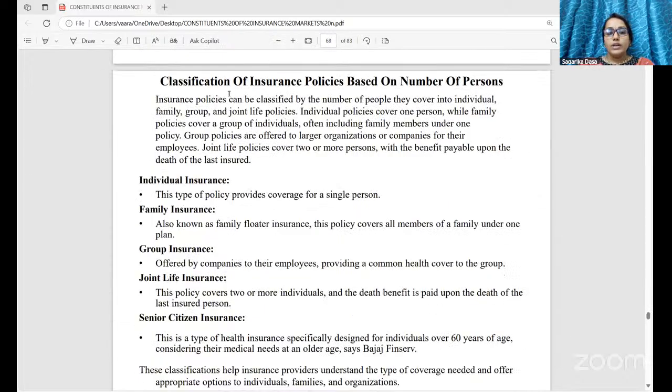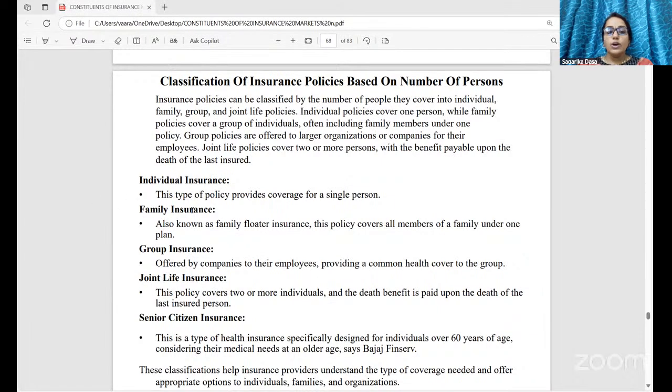Now, another set of insurance policies based on number of persons. Insurance policies can be classified by the number of people they cover into individual, family, group, and joint life policies. Let us understand each clearly. Individual insurance, this type of policy provides coverage for a single person. As the name itself makes clear, an individual policy will cover only the individual person's life.